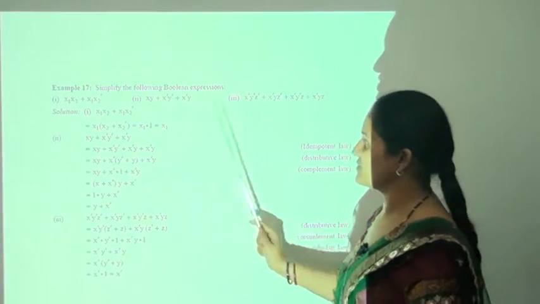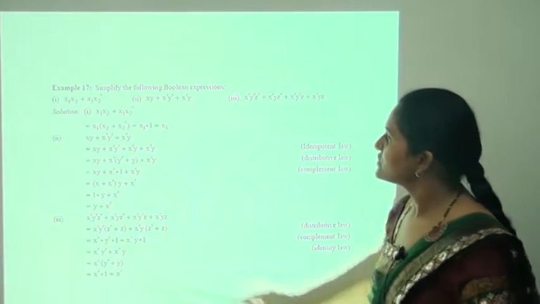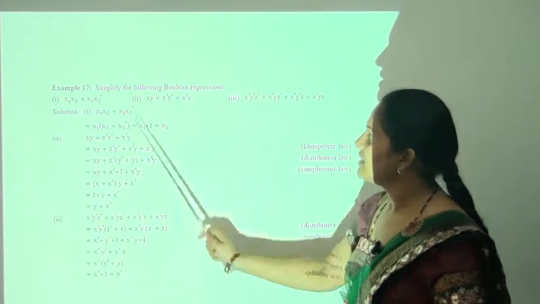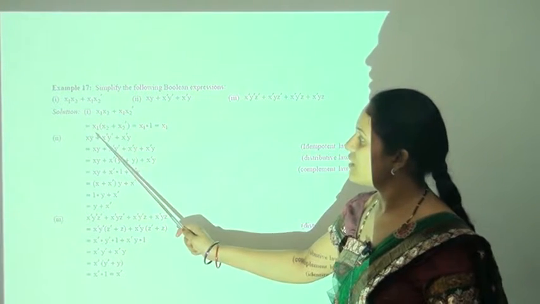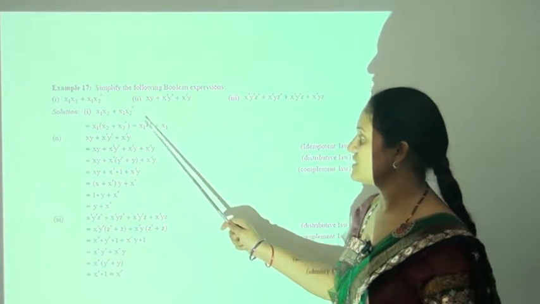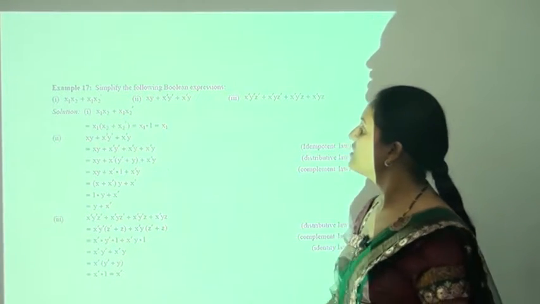Simplify the Boolean expression. These are the expressions. So for the first one, x1 x2 plus x1 x2 complement. Here x1 we can take common outside, so x1 times x2 plus x2 complement. So x2 plus x2 complement is equal to 1, so it is equal to x1.